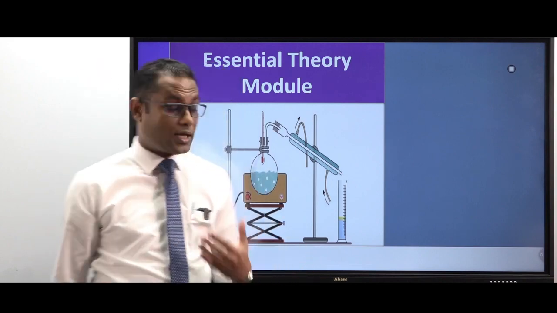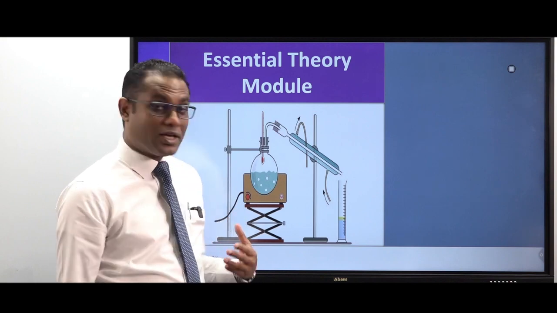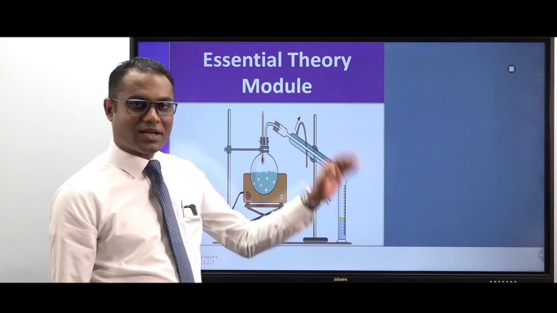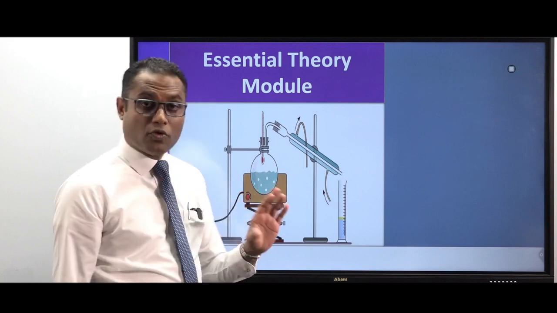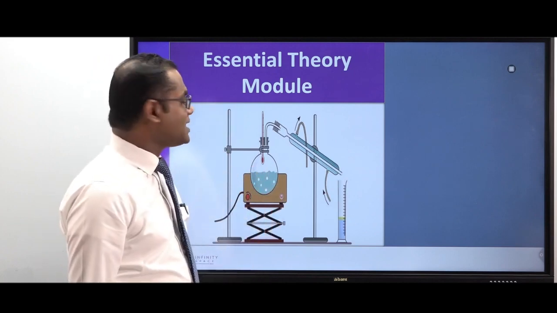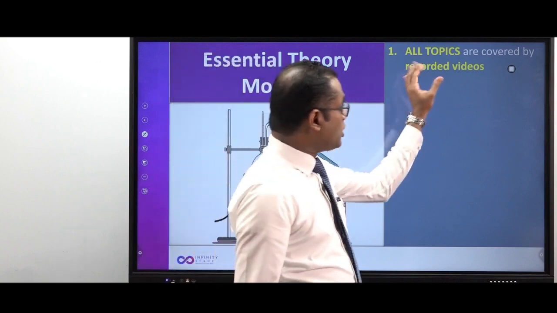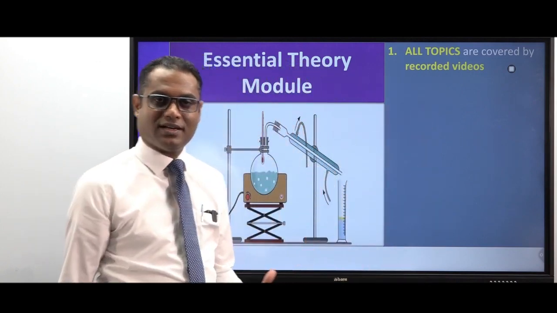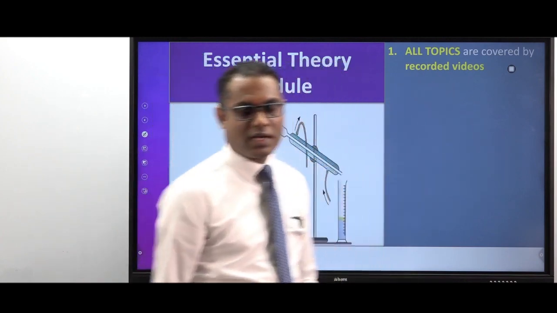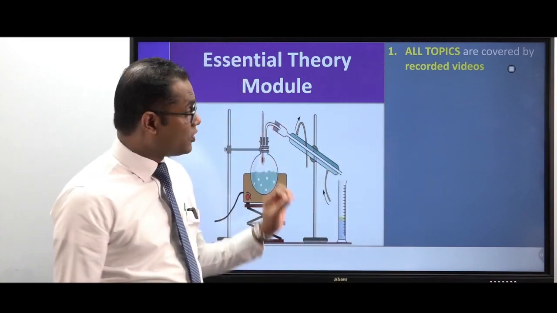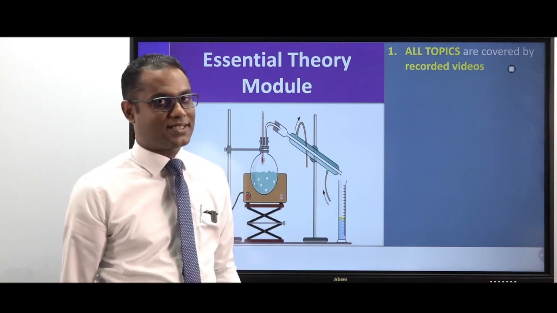Now I'm explaining the course content, how I'm going to take you through this course during the remaining 5 months. When it comes to your course, there are two main modules. Number one is the essential theory module. In this module, all topics, mainly accounting standards and consolidation, are covered through high quality pre-recorded videos, which would be uploaded into your LMS on a weekly basis.